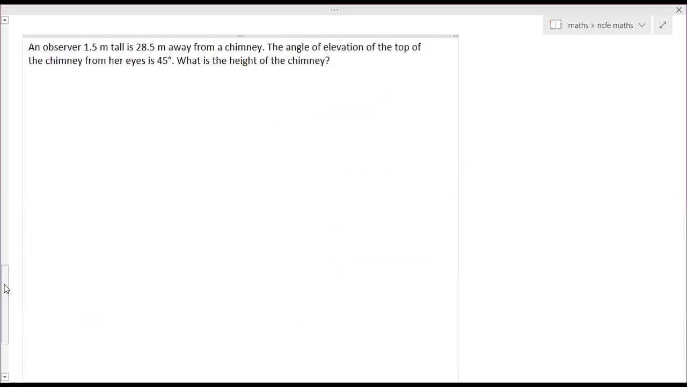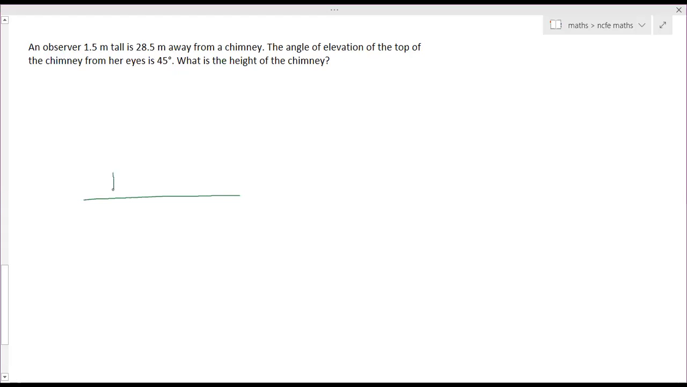An observer 1.5 meter tall is 28.5 meter away from a chimney. The angle of elevation of the top of the chimney from her eyes is 45 degree. What is the height of the chimney? So chimney is one of the tower. On the top of the tower, chimney is present. So we are considering observer is 1.5 meter tall.